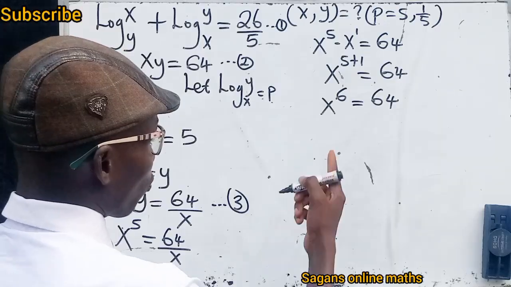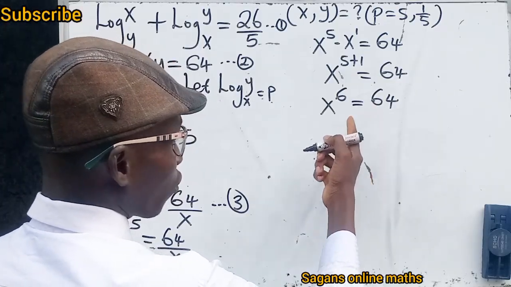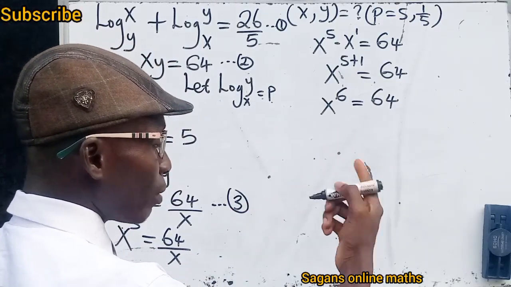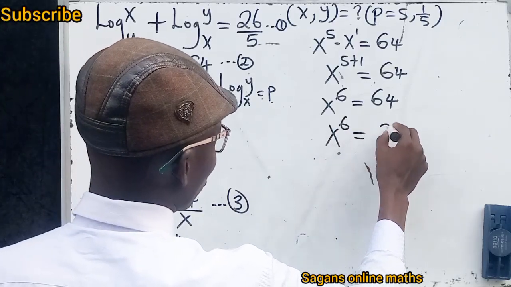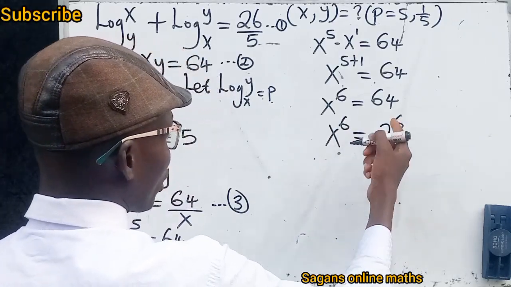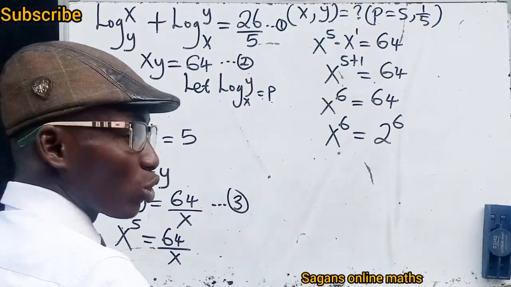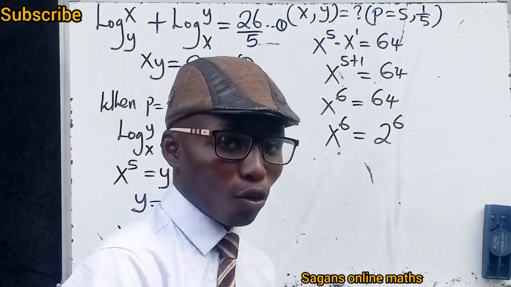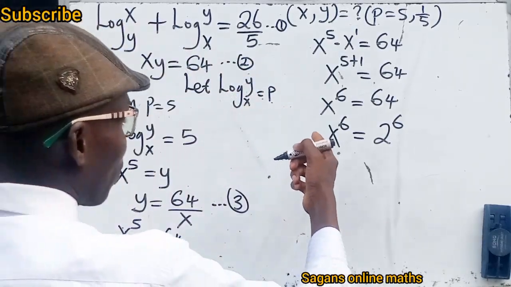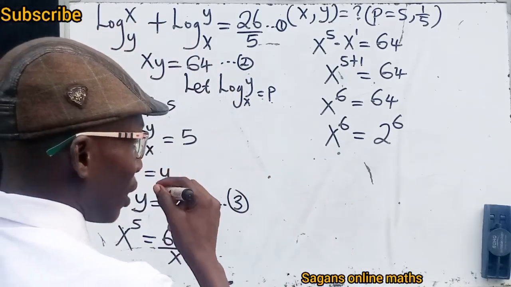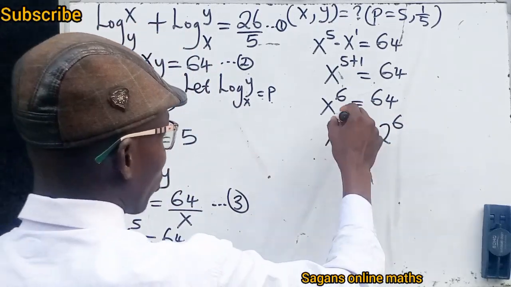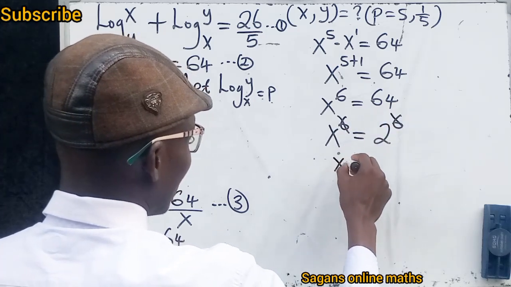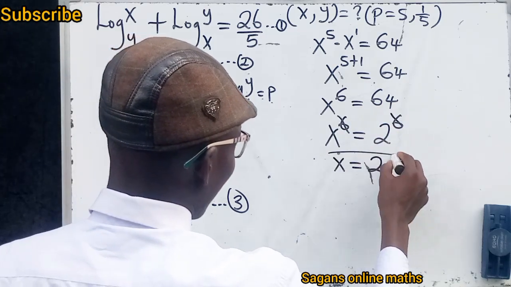Now, we know that to put 64 in index form, 2 times 2 times 2 into 6 places is 64. So we have x to the power of 6 equals 2 raised to the power of 6. Since the powers are the same, we can equate the bases, so we can do without the powers. So now x is equal to 2. This is the value of x.